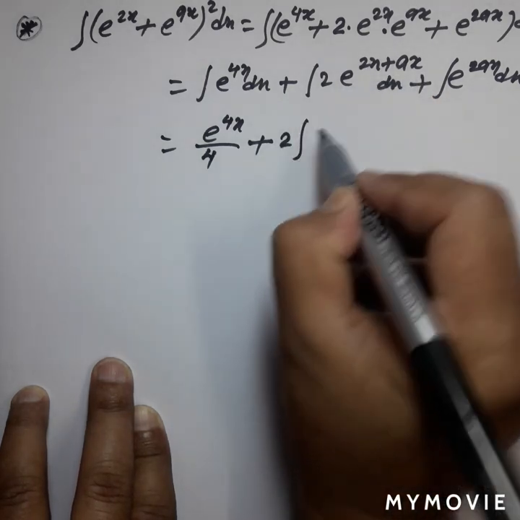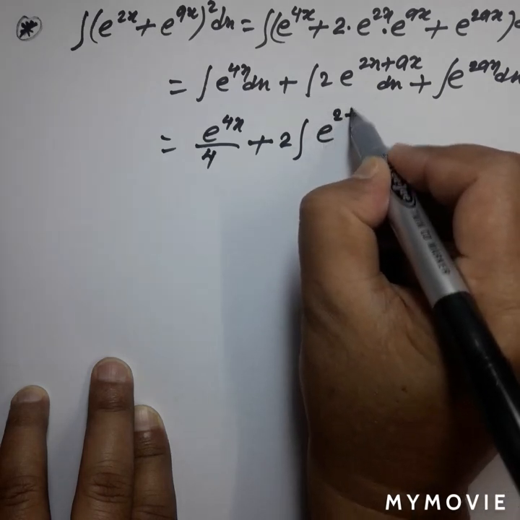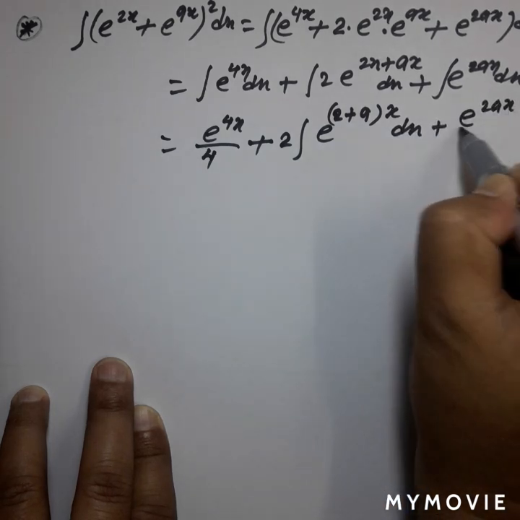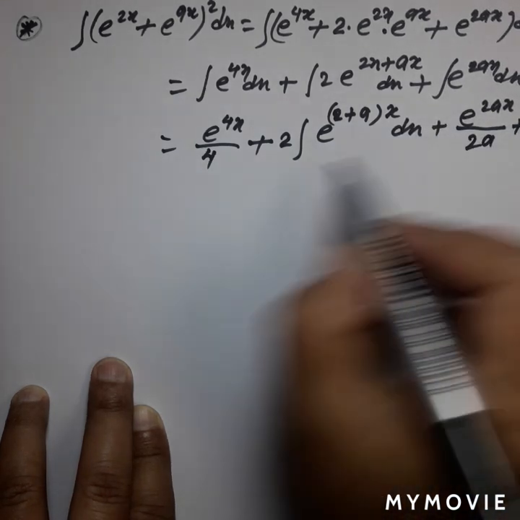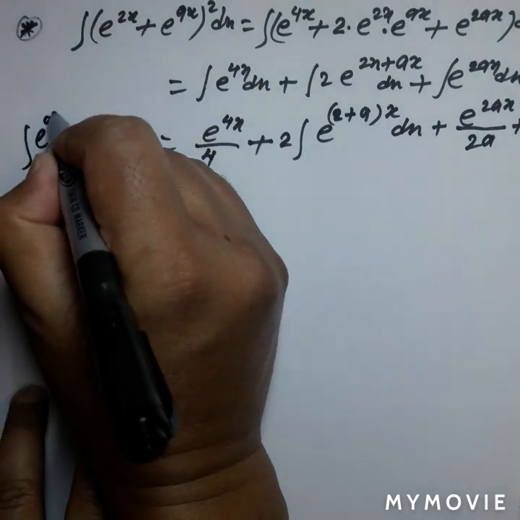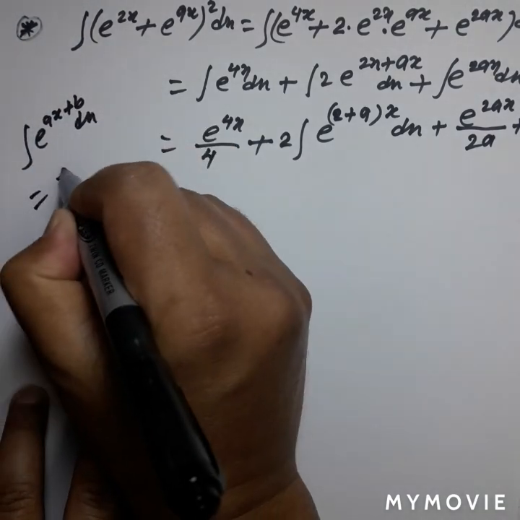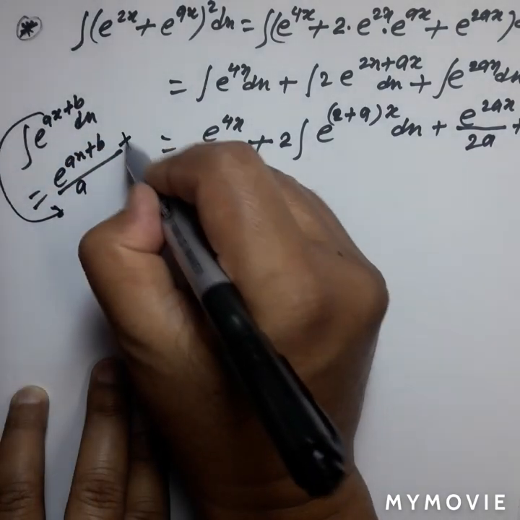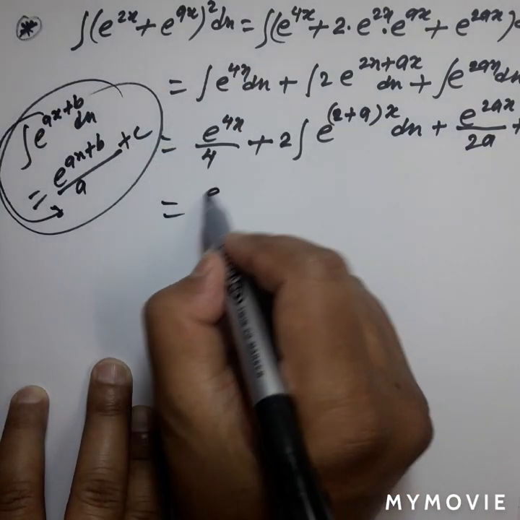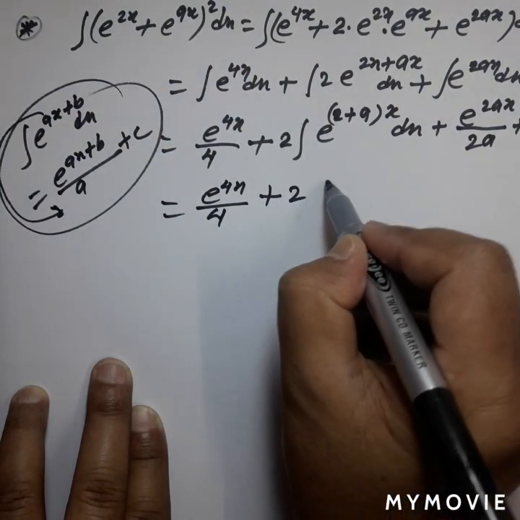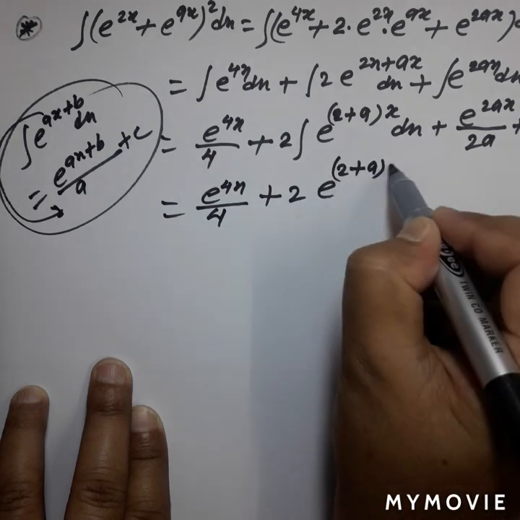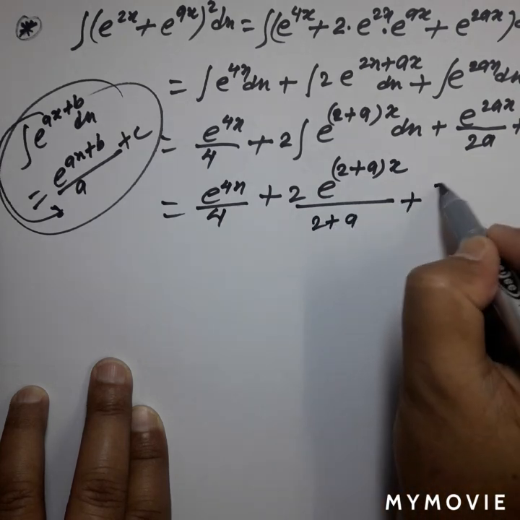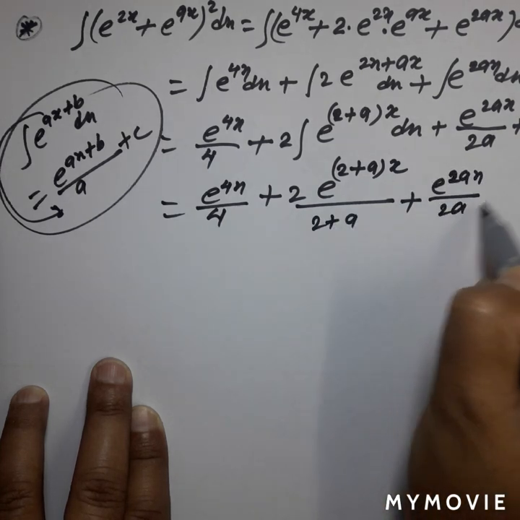e power, okay, let's write this once again. This x is 2 plus a x here dx, and this is e power 2ax by 2a plus c, because antiderivative of e power (ax plus b) dx is e power (ax plus b) divided by the coefficient of x. The coefficient of x is a here. So by using this rule we can do this: e power 4x by 4, then e power (2 plus a)x by, what is the coefficient? 2 plus a, plus e power 2ax by 2a plus c.